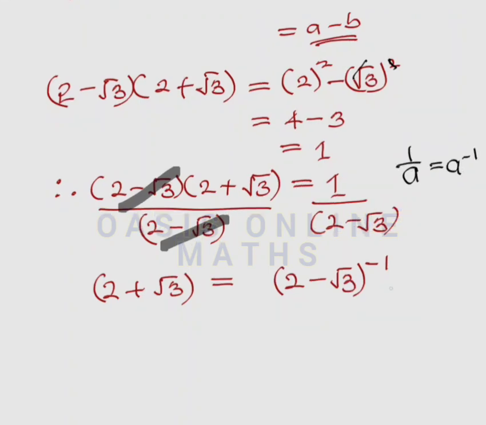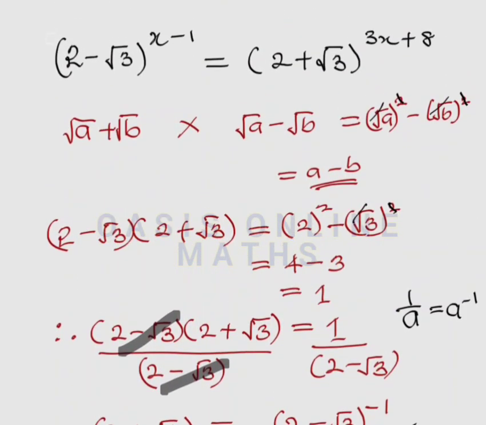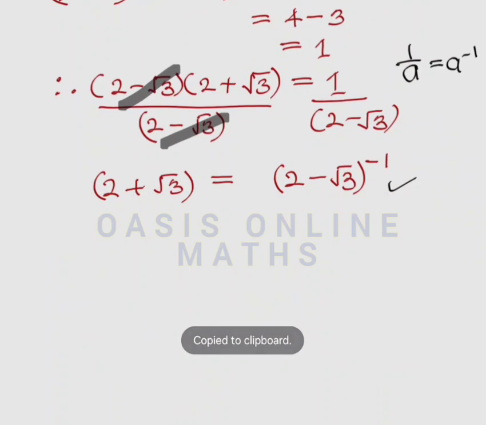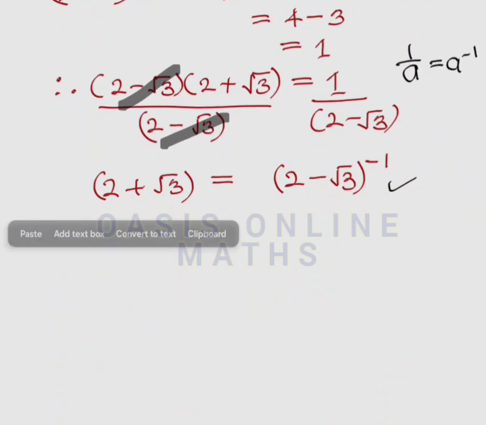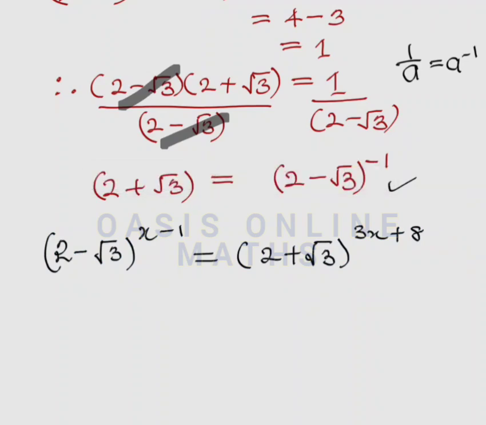So the same concept is what we use here. Anywhere you see 2 plus root 3, you can substitute 2 minus root 3 all raised to the power of minus 1. So bringing back our question that says this, then we copy down here, then we paste. So this is what we have, and let's solve this together.